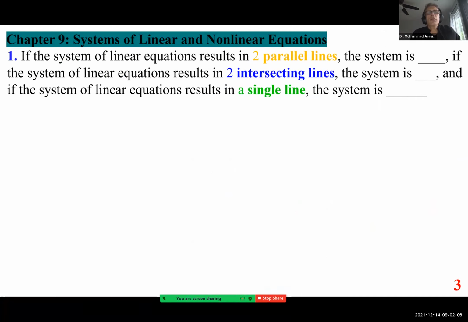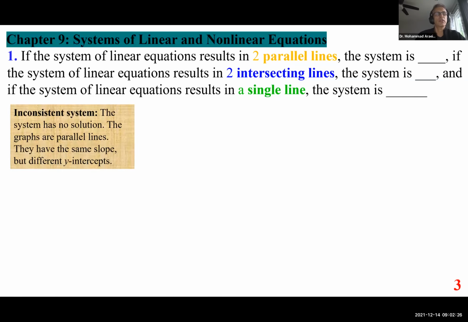If a system of linear equations results in two parallel lines, the system is... If it ends up with two intersecting lines, we want to know the type of system. And finally, if the system gives us a single line... So let's remind everybody of what we have seen.